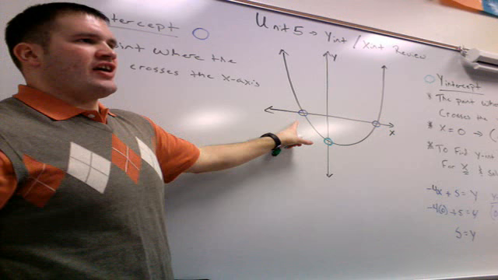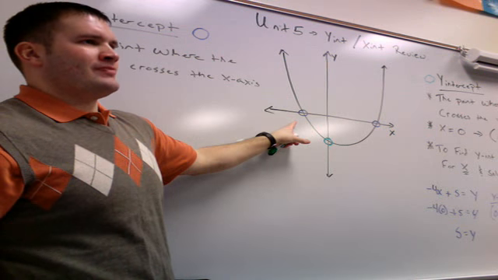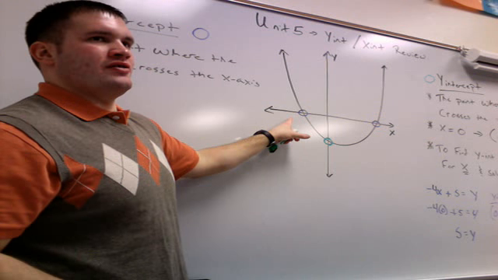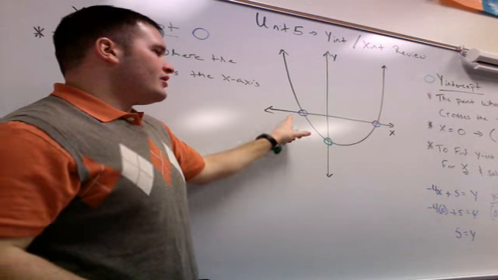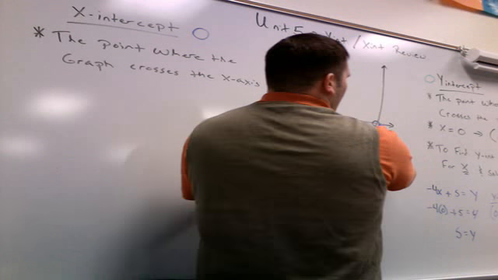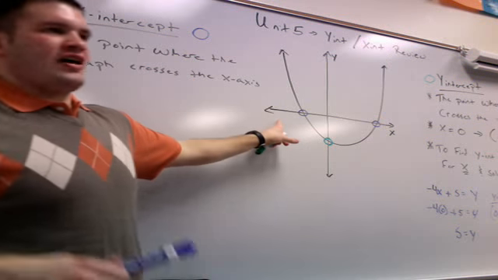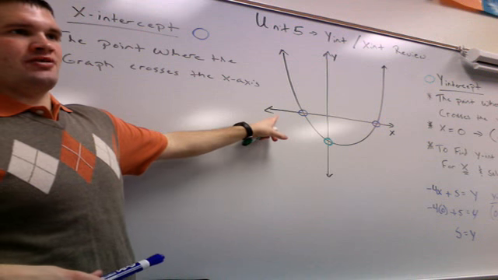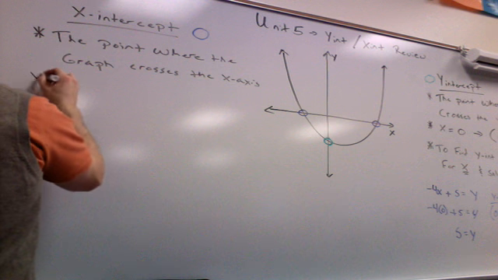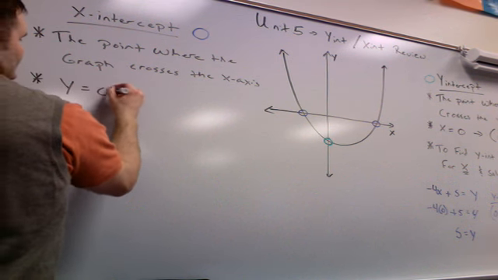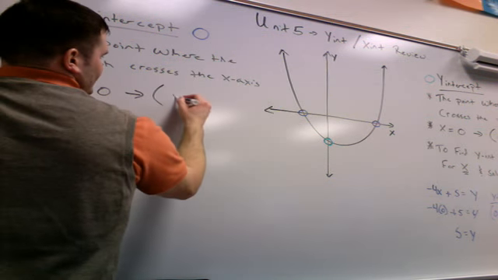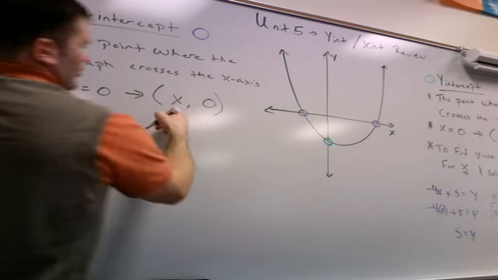Which value is 0 here? We have two values, x and y, right? Which value is 0 here? The y, right? I can have any possible x value on this line, but we always know that if I'm on the x-axis, then our y value is 0. So at the x-intercept, y equals 0.